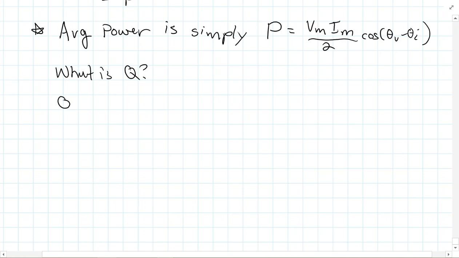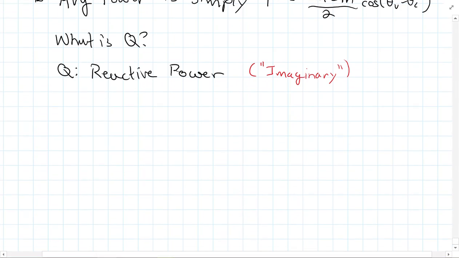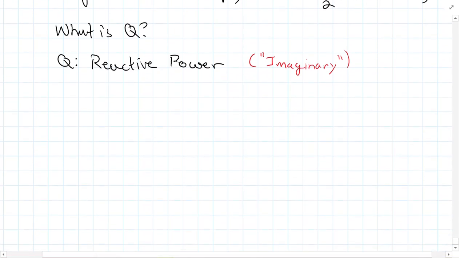Well, Q is what is called reactive power. And I'll put in quotes here, it's, quote, imaginary. Now, I hate using that term because it gets a bad rap. It's not imaginary, it's real power. It's just not real power that's available to us. And so let me explain that a little bit in more detail here.